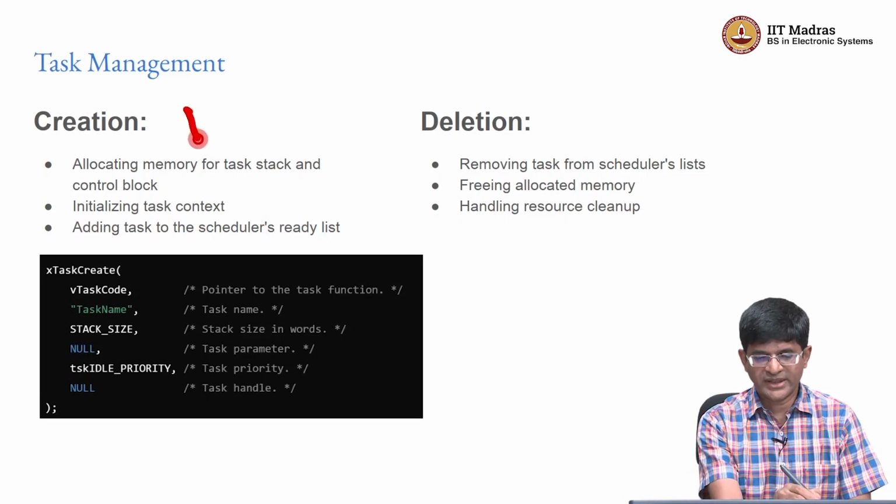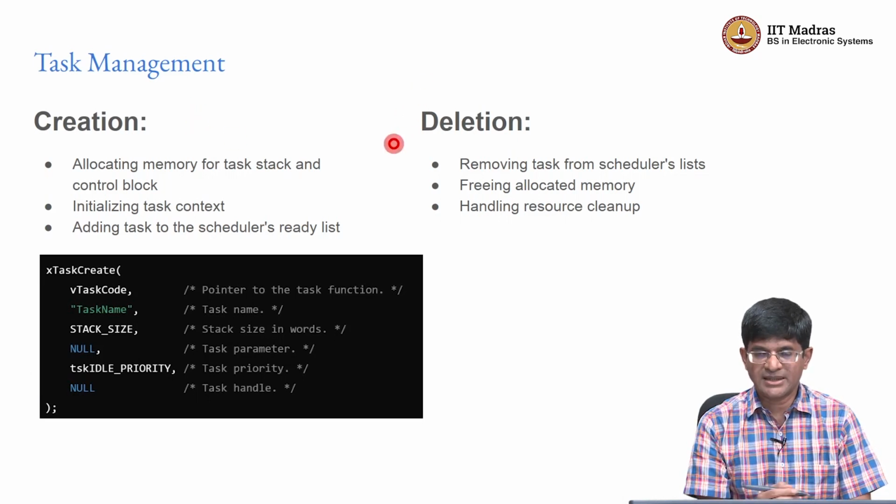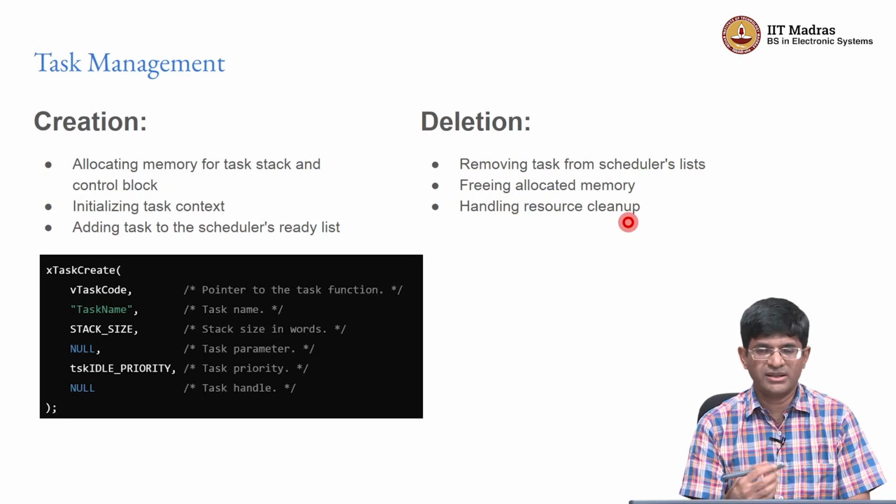Now, just like we can create a task, we should be able to delete a task. In other words, once a task is completed, we remove it from the scheduler's list so that it never comes back into the ready list. We free up any allocated memory, and if there were any resources being used by that task, we clean them up, meaning that we free up any structures or data types that have been allocated for that, any memory that was used over there, and allow the resource to be reused if necessary or if possible.